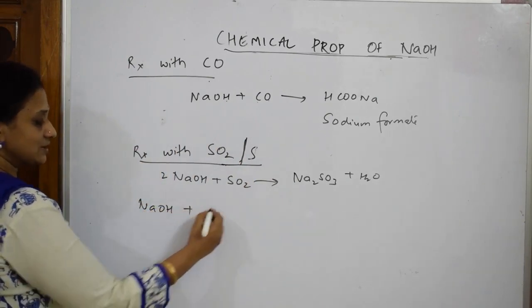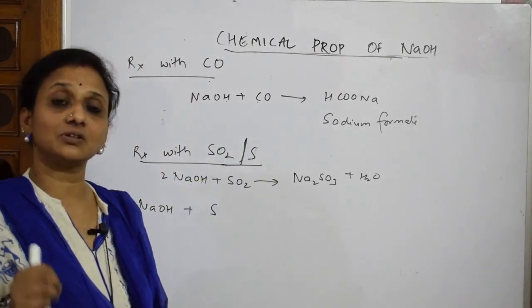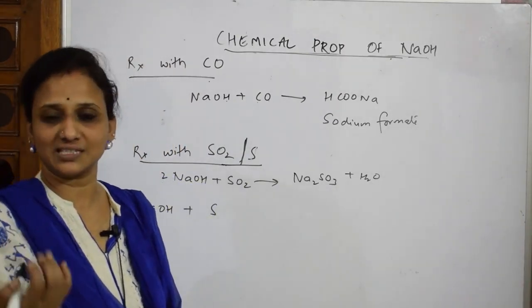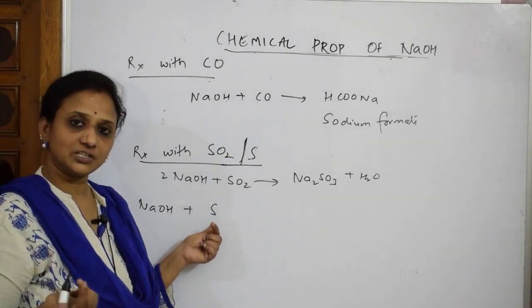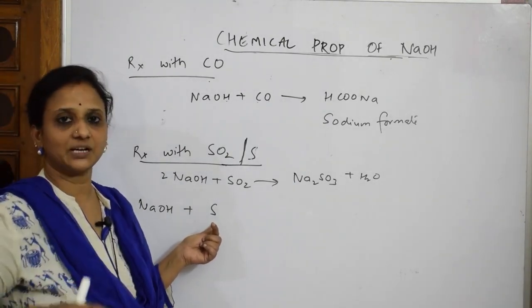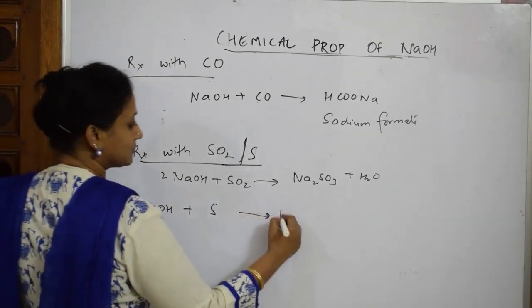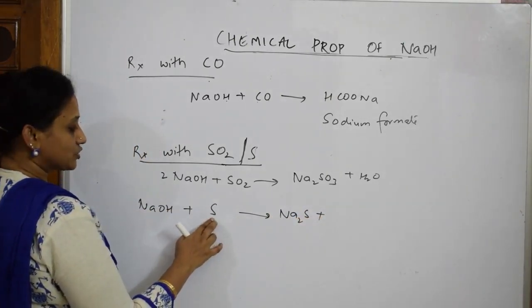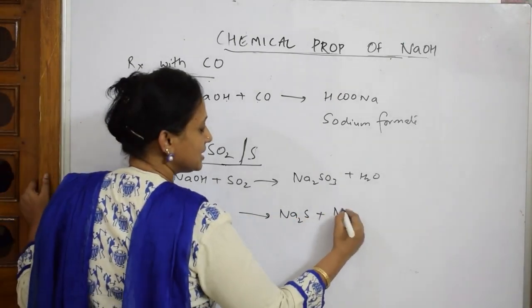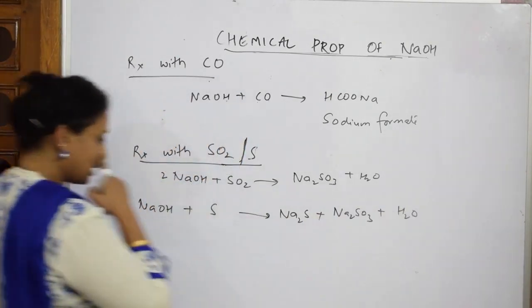When it reacts with sulfur, this is where you need to be careful. When it reacts with sulfur, the colloidal sulfur, this particular reaction is called disproportionation reaction, where the same sulfur is going to undergo oxidation as well as reduction in the same reaction. The first product which it forms is sodium sulfide, Na2S. The next product which is going to form is sodium sulfite, Na2SO3, and water molecule.